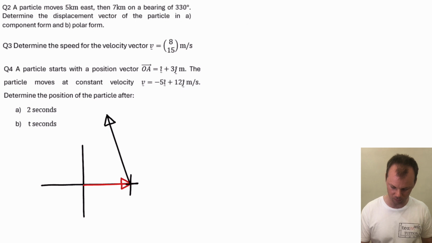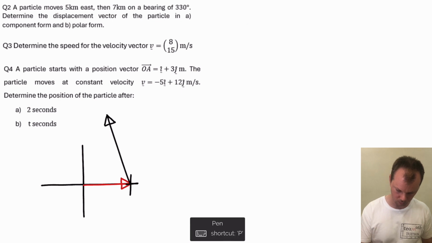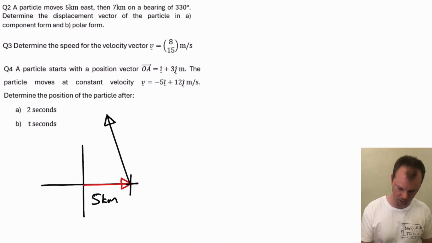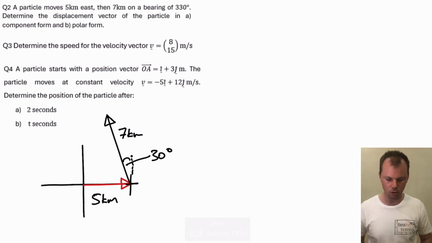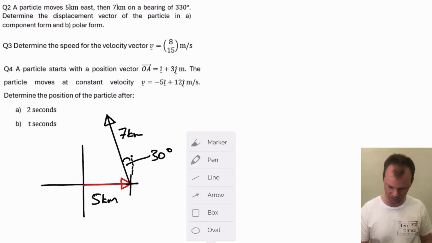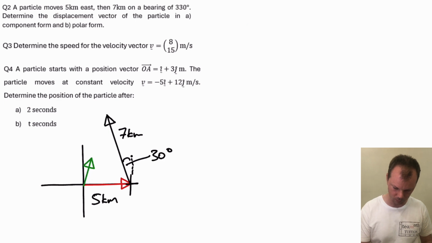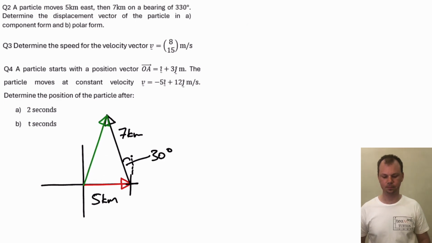We're going 5 kilometers east first. 5 kilometers, then we're going 7 kilometers this way, where this angle is 30 degrees because it's 330 the whole way around there. So determine where the vector ends up. What we're trying to do is get this vector here. So what is this vector?